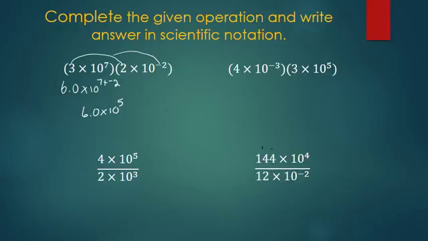Now I want to make sure it's my final answer by looking to see if this value is between 1 and 10, which it is. So the 6 times 10 to the 5, or 6.0 times 10 to the 5, is my final answer. All right, I'm going to do the next one, which is another product, another multiplication. So I multiply my first two values, 4 times 3, which is 12, times 10, and then I apply the product property of exponents, which is adding them. So I get negative 3 plus 5. So now I get 12 times 10 to the 2.